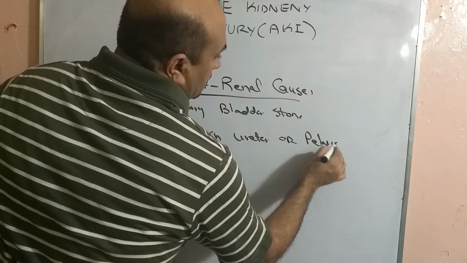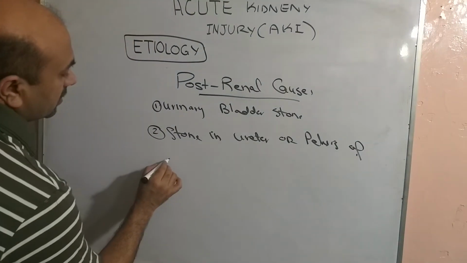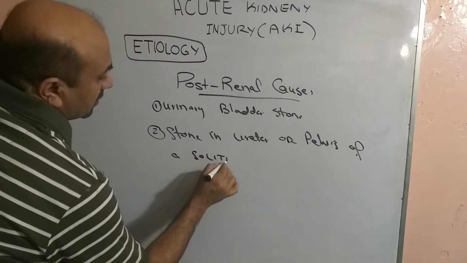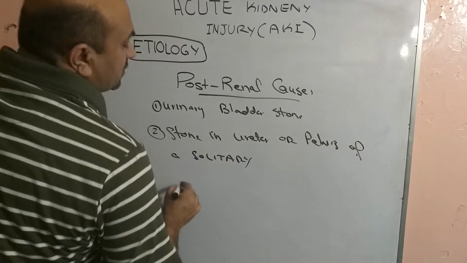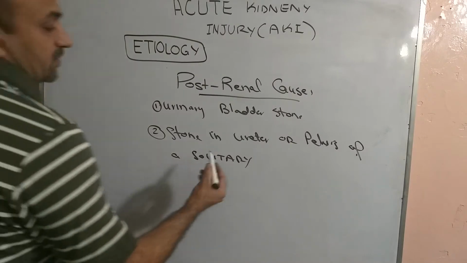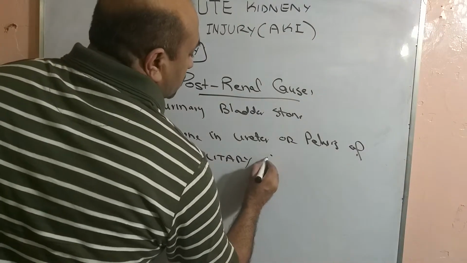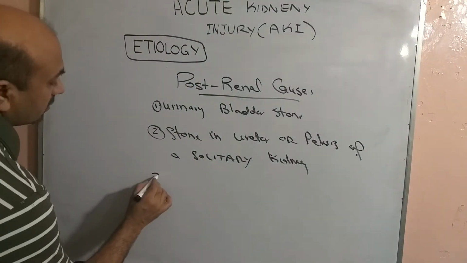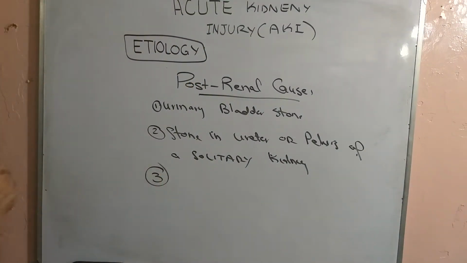Pelvis of a solitary kidney. If congenitally a kidney is absent and there becomes a stone in the existing kidney ureter, it can cause the post-renal obstruction and will develop the acute kidney injury.